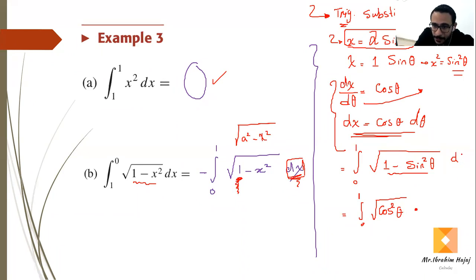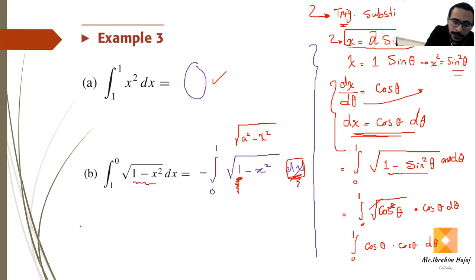So dx equals cosine theta d theta. So we have cosine theta d theta. And now what's the root of cosine squared? Cosine. Cosine theta times again cosine theta d theta. Now go back to the question, from 0 to 1.